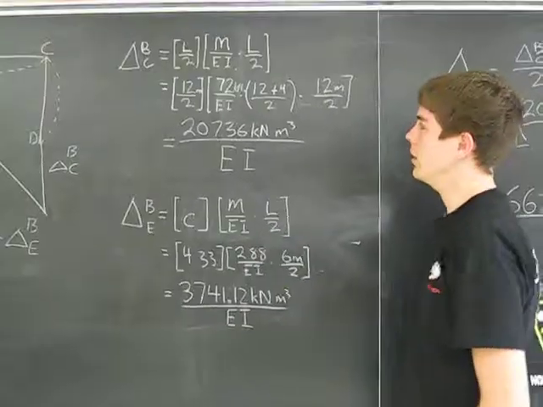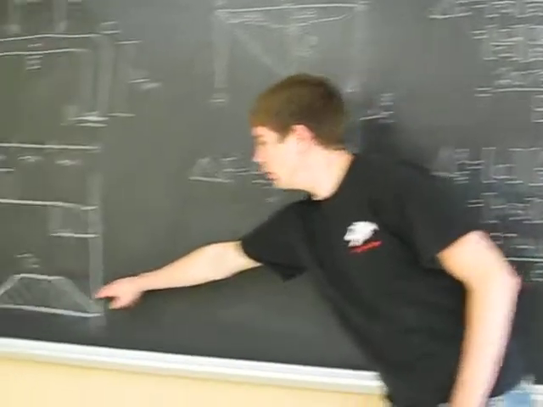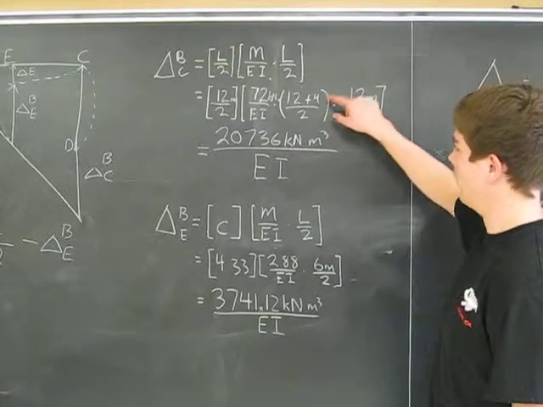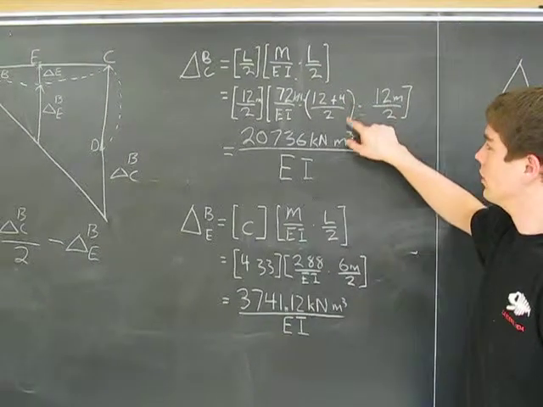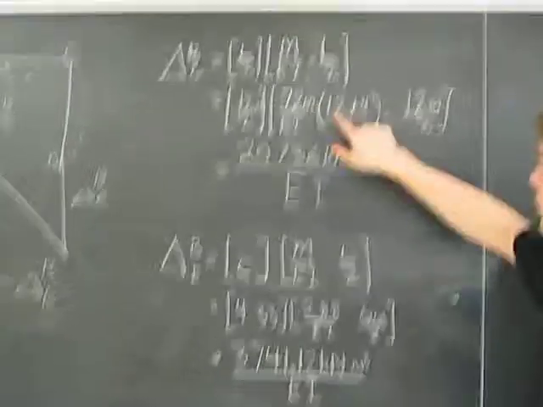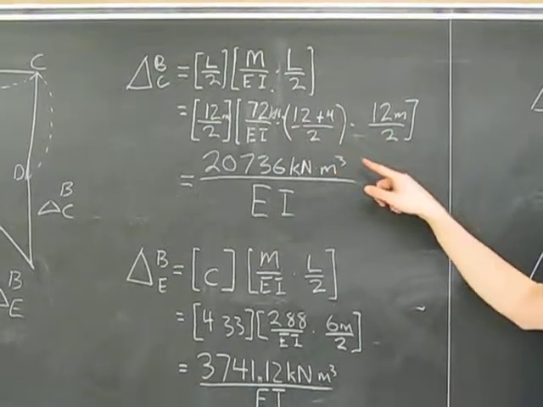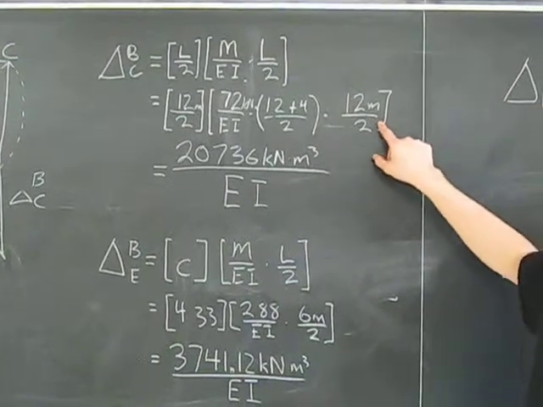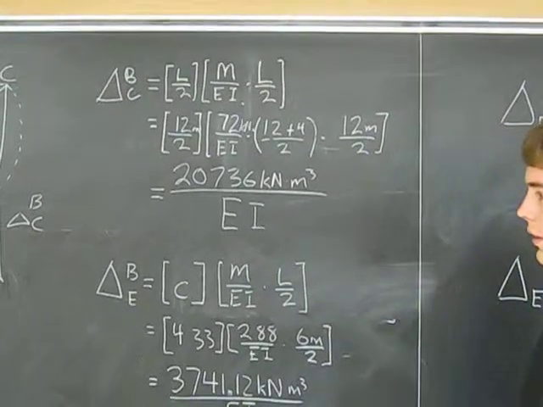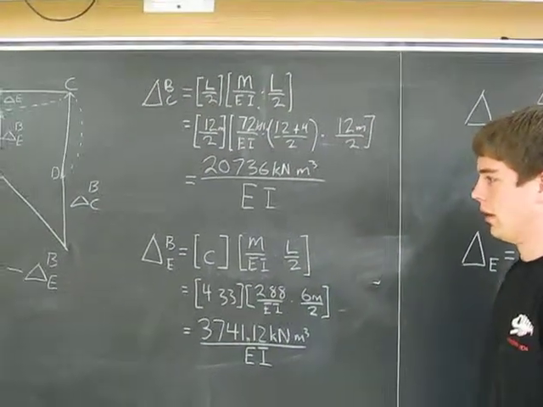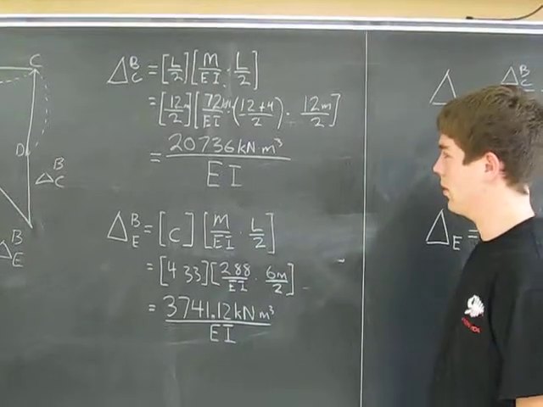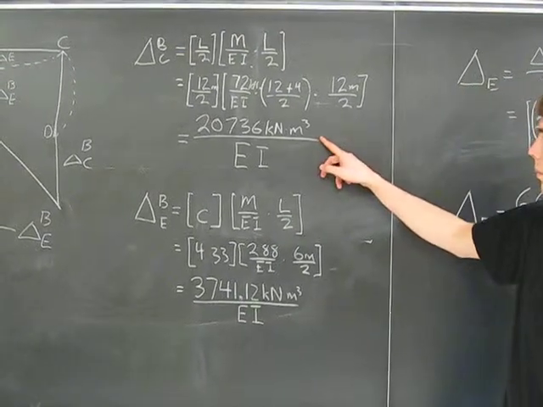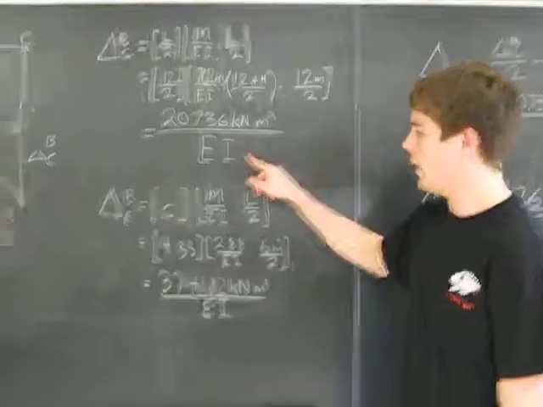All right, for delta BC, we found the total area of the moment diagram, which is a trapezoid. For that, you need to take the average of the bases multiplied by the height, which would be 72 kilonewton meters, and we have (12 plus 4) divided by 2. Also, you multiply by L over 2. This is the centroid of the trapezoid, since it's a normal figure. The centroid's in the middle. You do all that, and it comes out to 20,736 kilonewton meters cubed over EI.